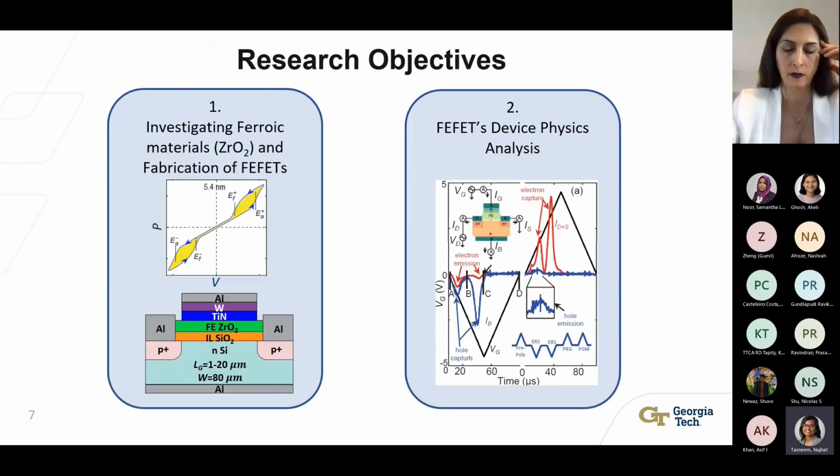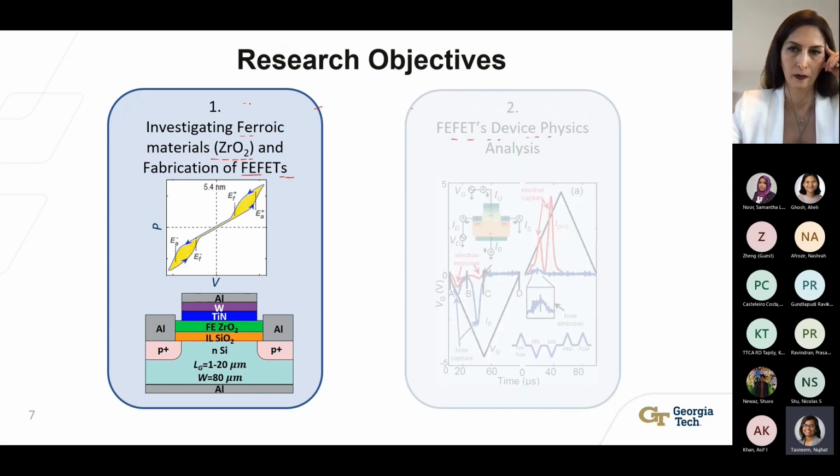To that end, I categorized my PhD research into 2 parts. In my early PhD years, I fabricated ferroic capacitors and investigated their properties, specifically of zirconium oxide ferroic material. And I also tried to develop a process flow for fabricating FeFETs in Georgia Tech's clean room. And then in the next few years, I conducted experiments to investigate the device physics, particularly the trap dynamics in FeFET. So I'm going to go through these topics one by one. Let's first look at my early PhD work.